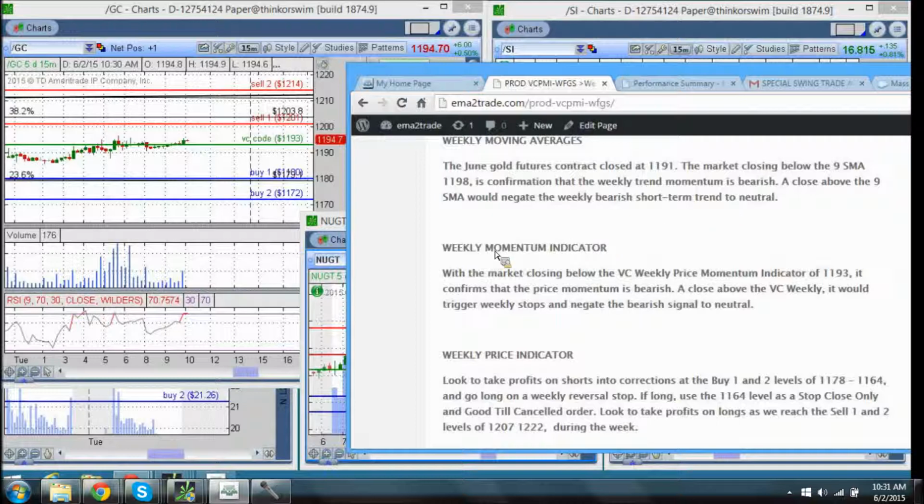The second component of the algorithm is the weekly momentum indicator, with the market closing below the weekly price momentum indicator of 1193. It confirms that the price momentum is bearish. 1193 is the pivot point for the week, or the metrics for the week, that identifies a trend. Above is bullish, below it's bearish. But if it closes above 1193, it would negate this bearish signal to neutral.